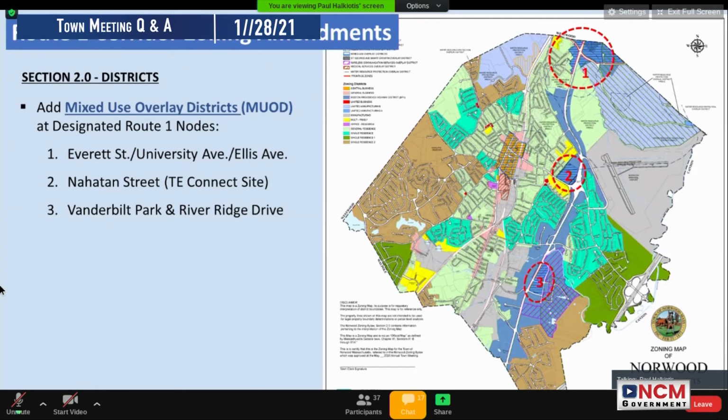One of the key elements to this project was to identify where we would like to allow mixed-use development. By mixed-use, I mean that there would be commercial on the first floor, and it would allow for residential above, condominiums and apartments above or behind. And the bylaw requires that the frontage areas along Route 1 be reserved for commercial uses only. We identified three areas that we're recommending to allow mixed-use development. Moving north to south, the first one is the University Ave, Everett Street area. The second is land adjacent to the traffic circle on Neponset Street. And the third is an area down near Vanderbilt Business Park.